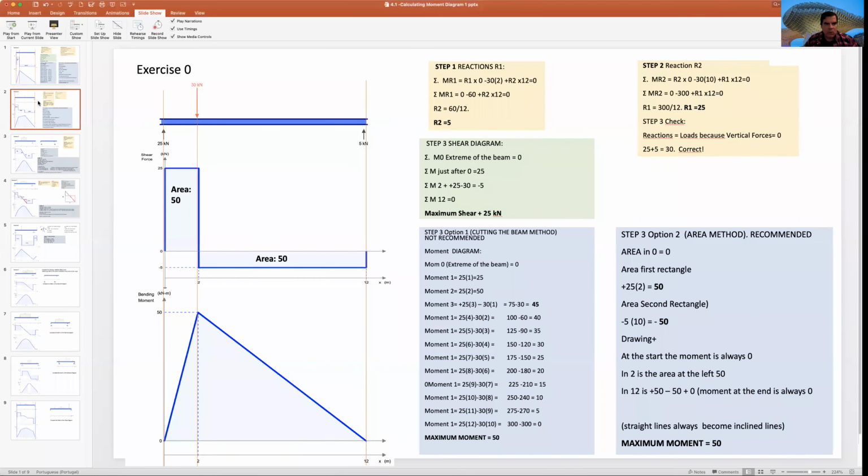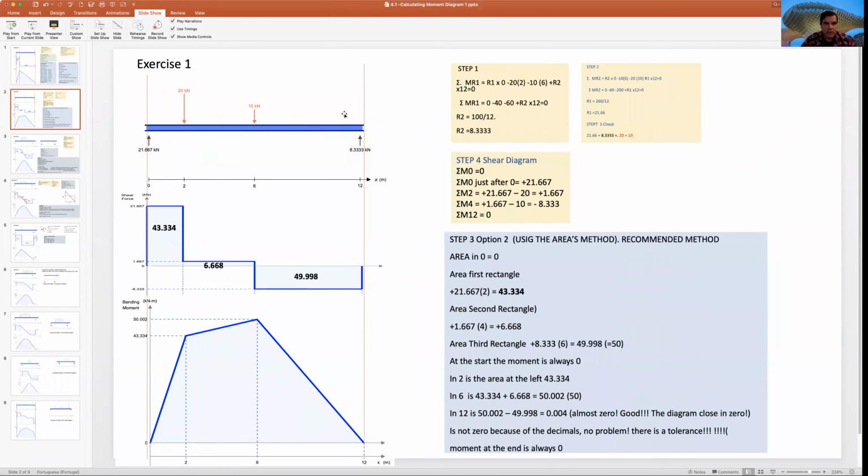Let's look at the second one. For the second one, it's a little bit more complicated. We have two forces, and you already know how to calculate in step 1 and step 2, reaction 1 and reaction 2, and in step 3, this is step 3, and this is step 4, I'm sorry. You know how to calculate the shear diagram, and you know how to calculate now the moment diagram.